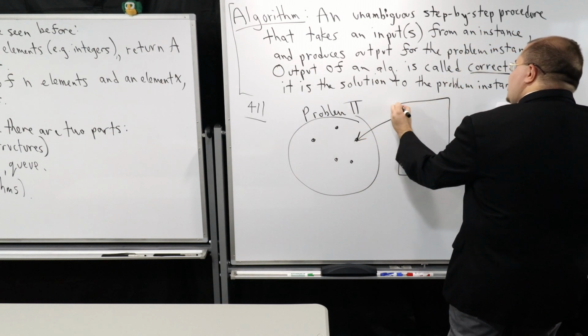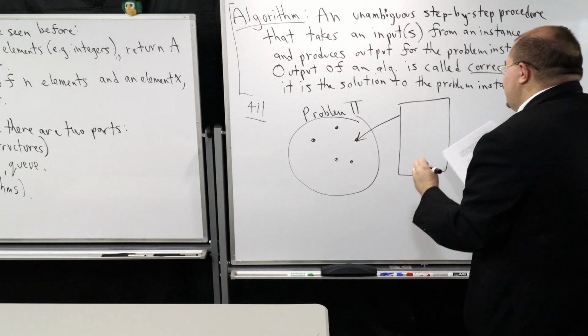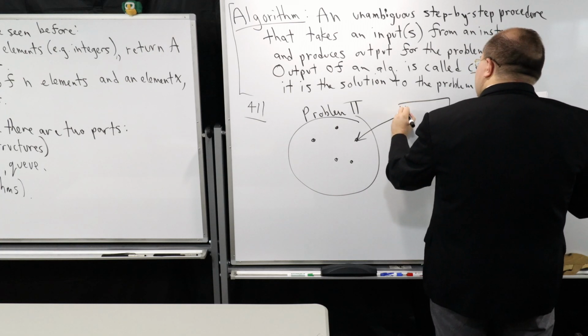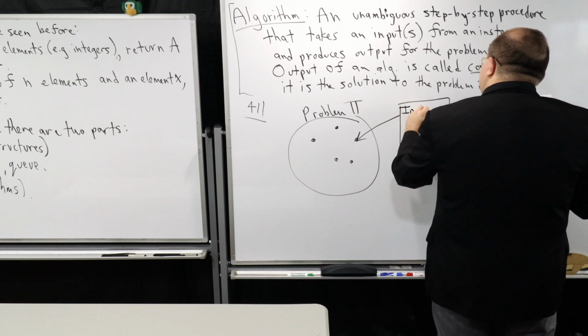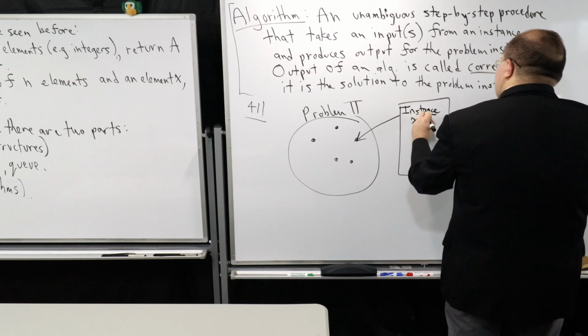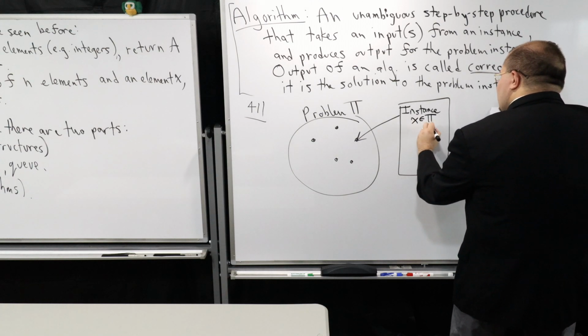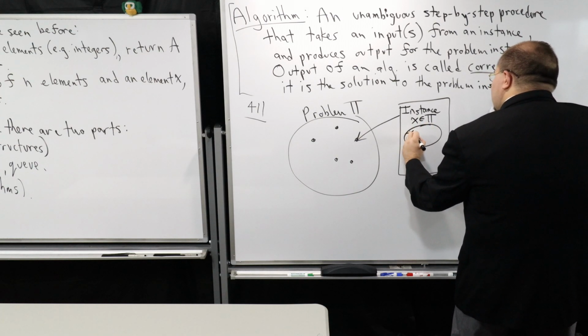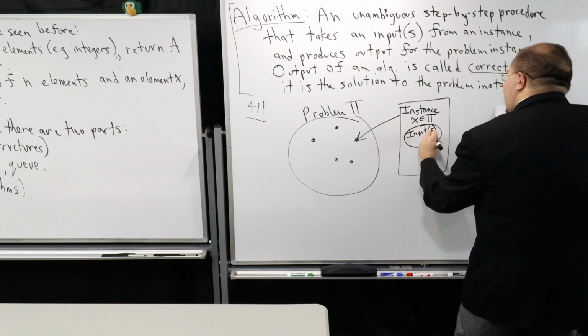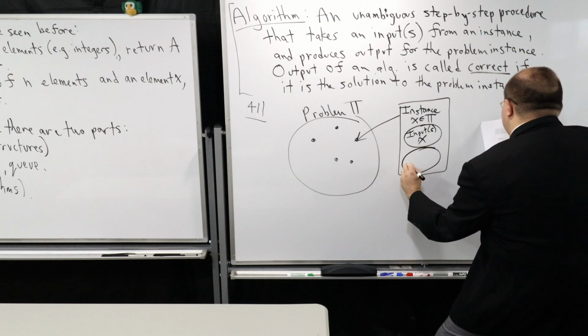Now, I must stress that the problem instance itself is its inputs. But we're usually interested in two aspects of a problem instance in a class like this. So this is an instance X in problem pi. Of course, it has inputs, or just a single input. That's what X is. And, of course, it has a solution.